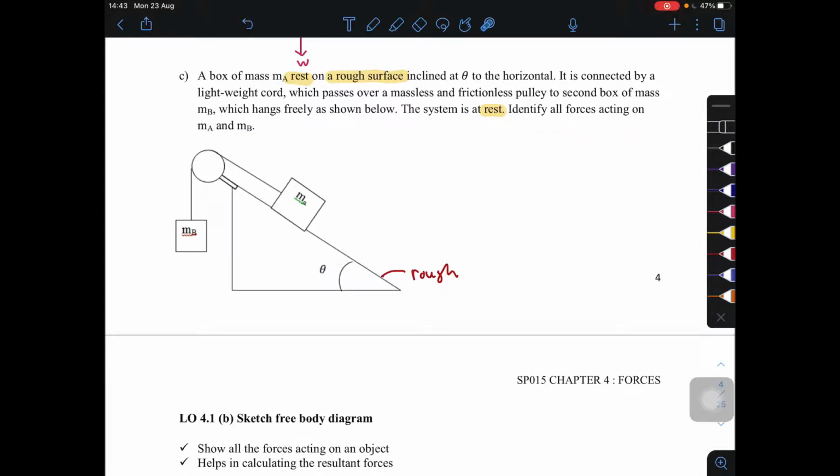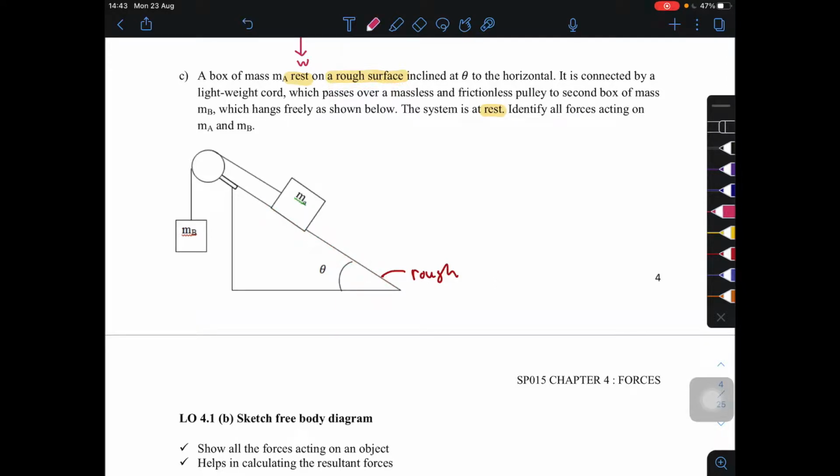Okay, so since we have two boxes, bermaksud each box has its own forces. So setiap box ni kena identify dia punya forces. Okay, kita tengok yang first one dahulu, MA. So box MA dia adalah at rest. Okay, it's not moving, so it's just at rest. And then this one is on a rough surface. So kalau rough surface bermaksud akan ada friction force.